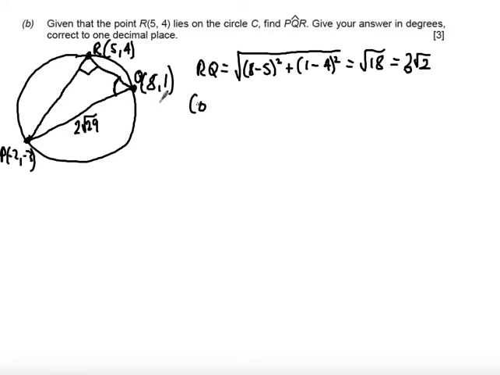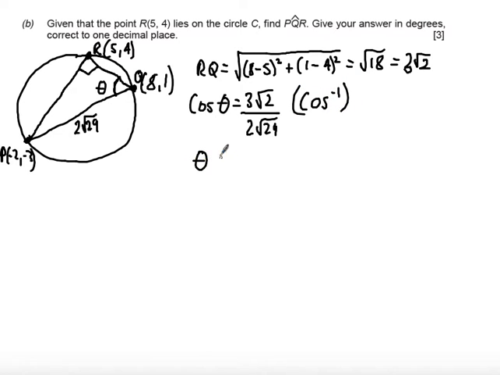So now I know the adjacent side to that angle. I can use that, if I call it theta, cos theta equals adjacent, which is 3 root 2, over the hypotenuse, which is 2 root 29. And if I take the inverse cos of both sides, we get that theta equals 66.8 degrees to 1 decimal place.